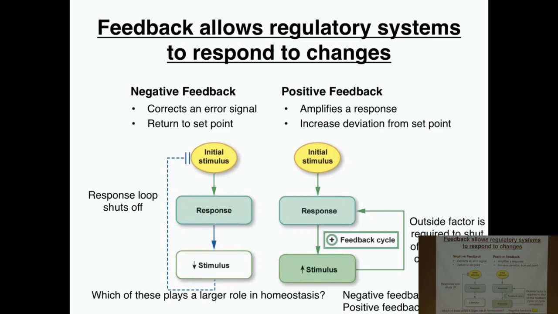Does anybody know an example of positive feedback? And so we'll talk about a lot of examples of negative feedback. Does anybody know of an example of positive feedback? Yeah? Childbirth, exactly. So can you tell me a little bit more about how that works?